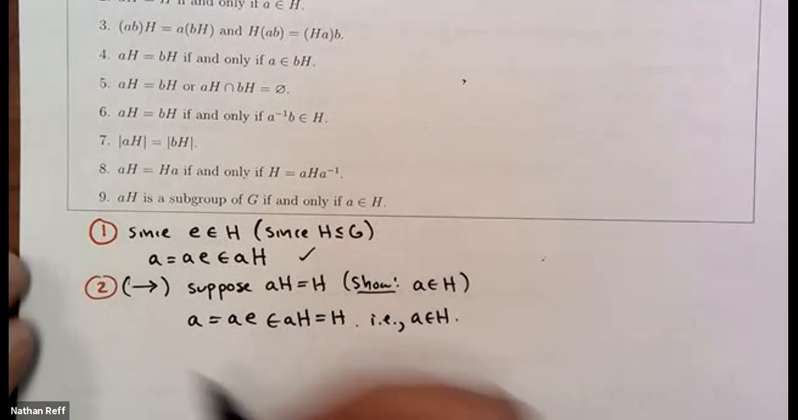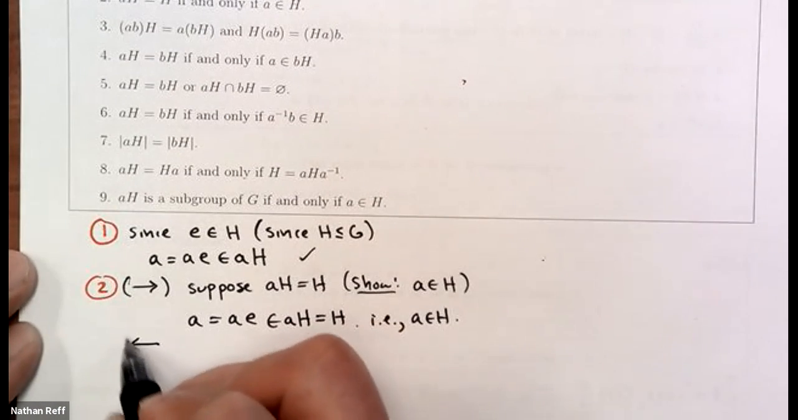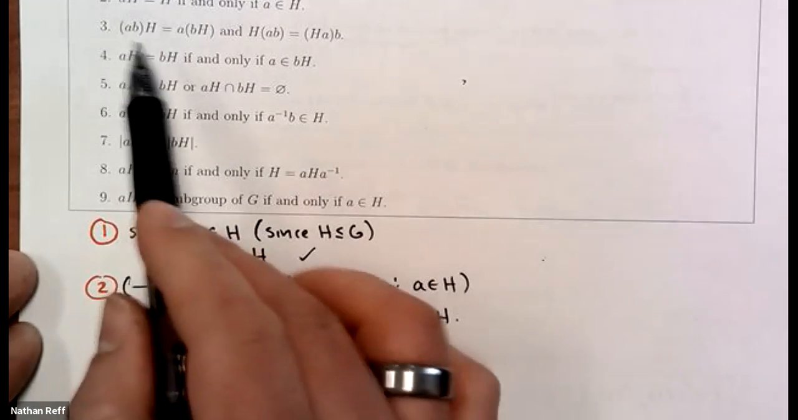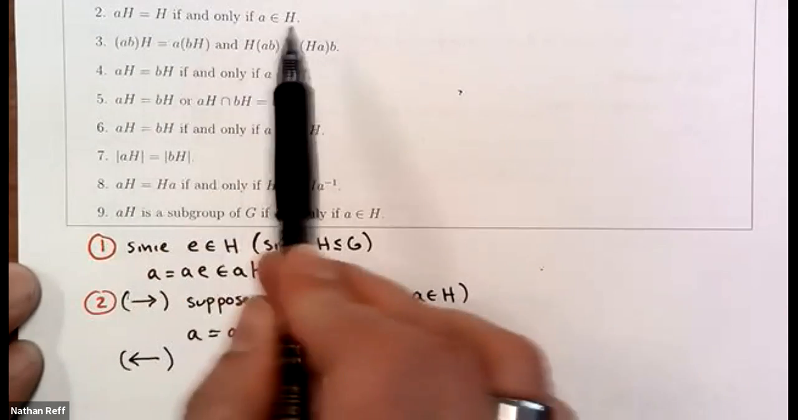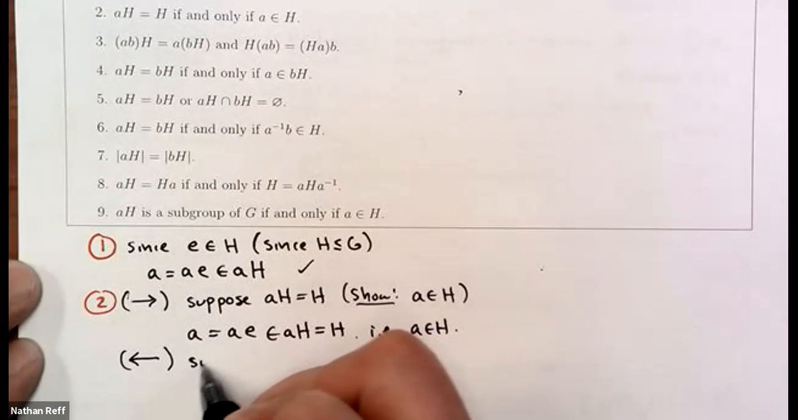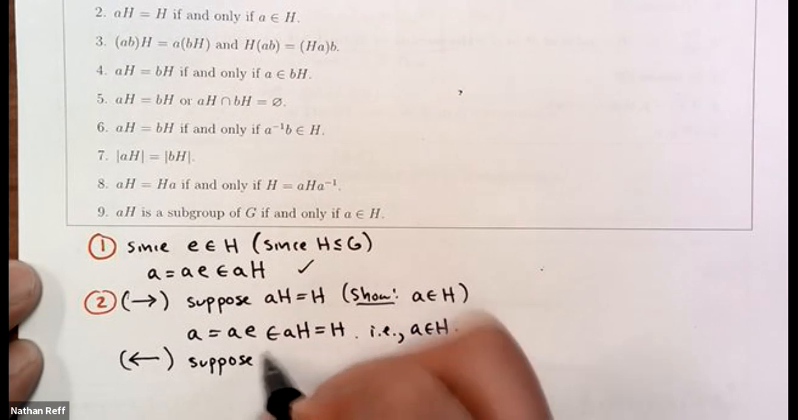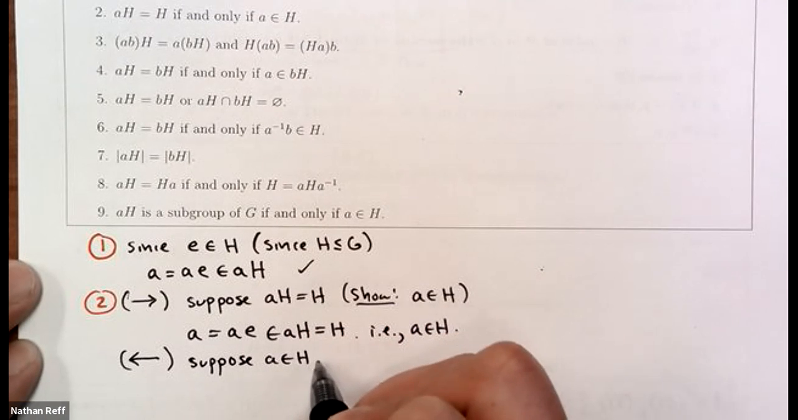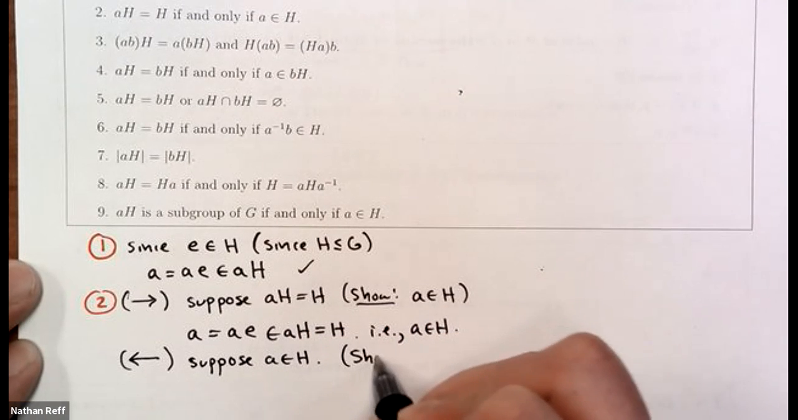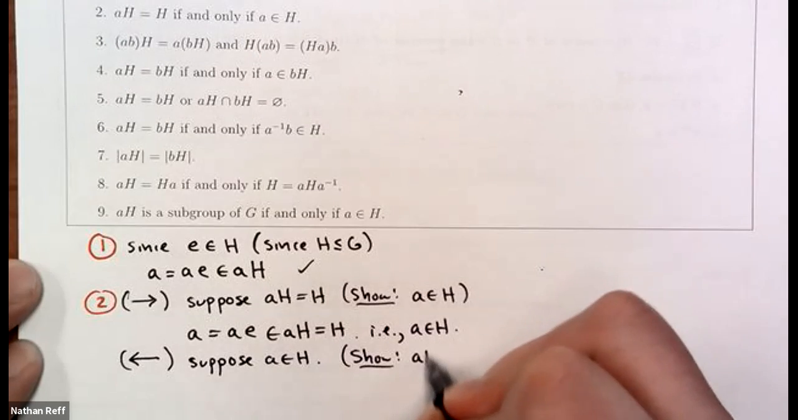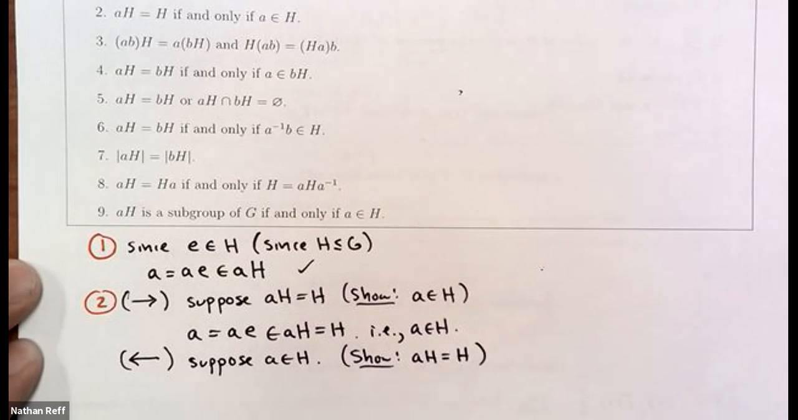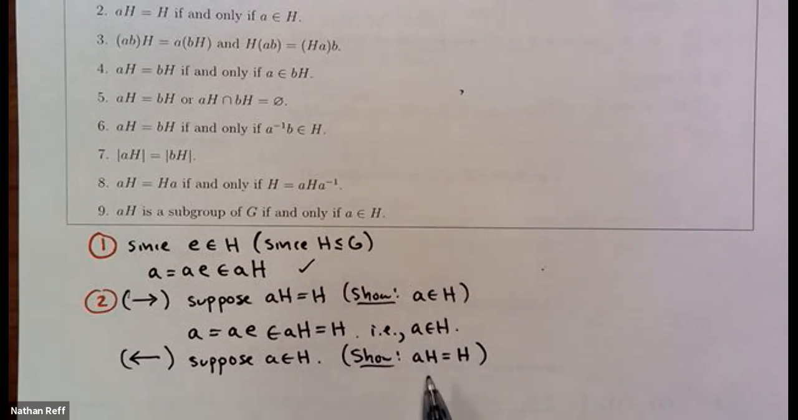Okay, now going the other way is going to be a bit more work. Let's write out what we're going to assume and what we're going to show. So, suppose A is in H, and then what do you want to show? Yeah, AH equals H.